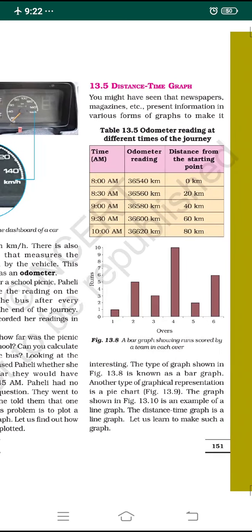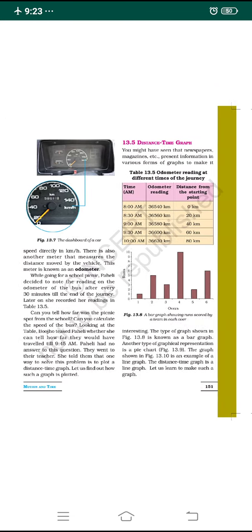Next, at 9 o'clock, 36,580, so 40 kilometers is the distance covered. At 9:30, 36,600, that is 60 kilometers as the total distance. And at 10 o'clock the odometer reads 36,620 kilometers, that is 80 kilometers total distance covered from the starting point. So we need to express this information in the form of a graphical representation, using a line graph. Let us see what we can do.